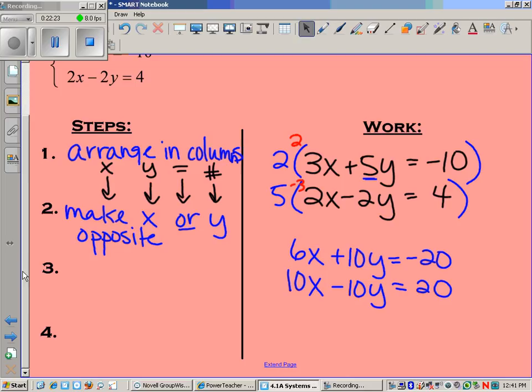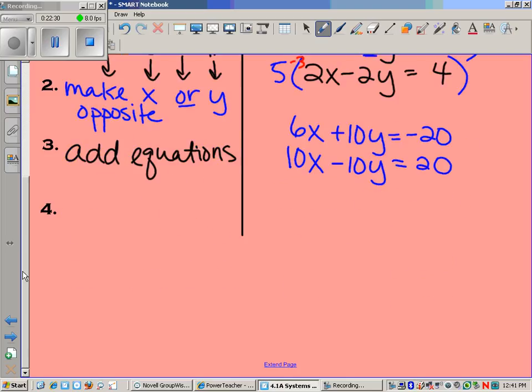Now that I've made them opposite, my third step is I'm going to add those two equations together. I'm going to take my new equations that I made, and I'm going to add them together. So what is 6x plus 10x? 16x. What is positive 10y minus 10y? 0, right? Don't they cancel out? And that's what I want. That's why it's called elimination. I want to get one of my variables to go away, to eliminate. That's why I needed to make them opposite.